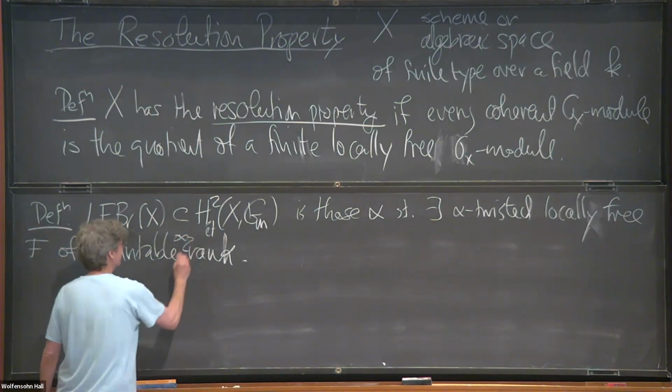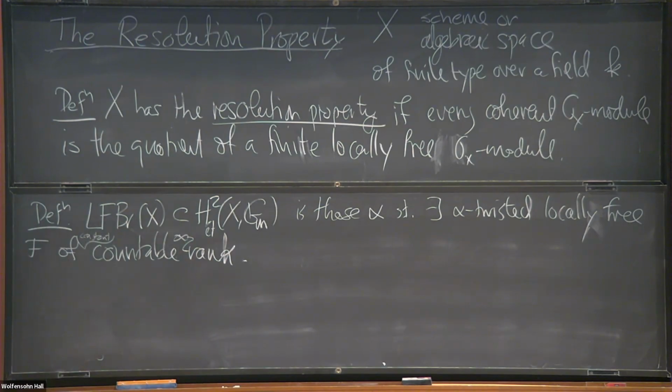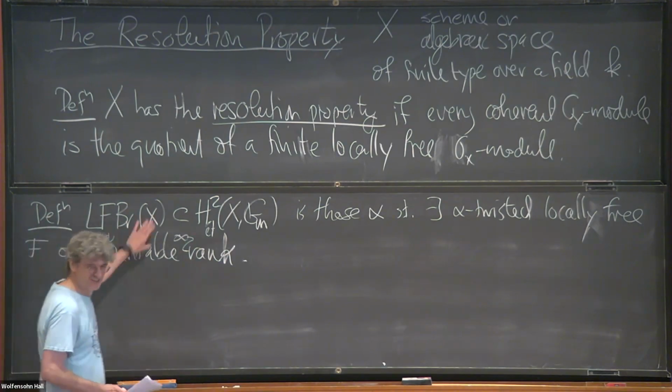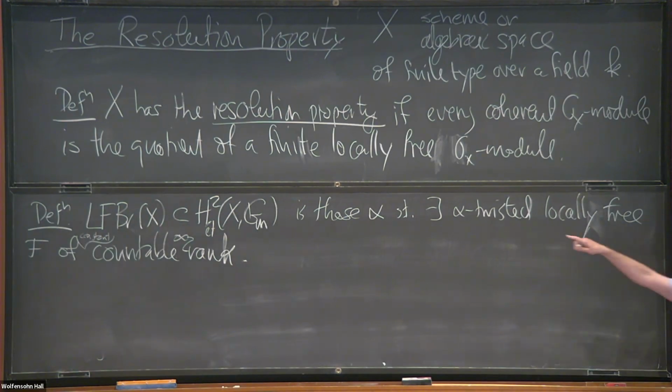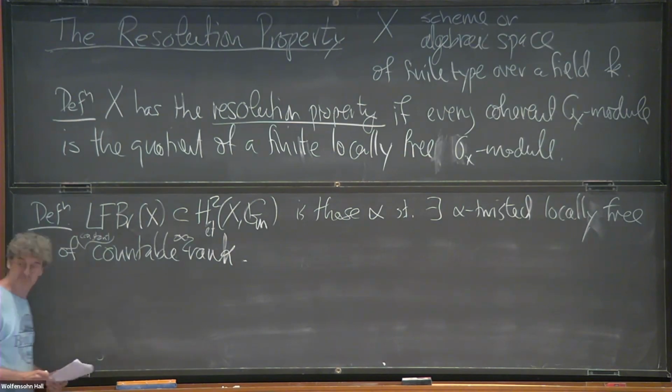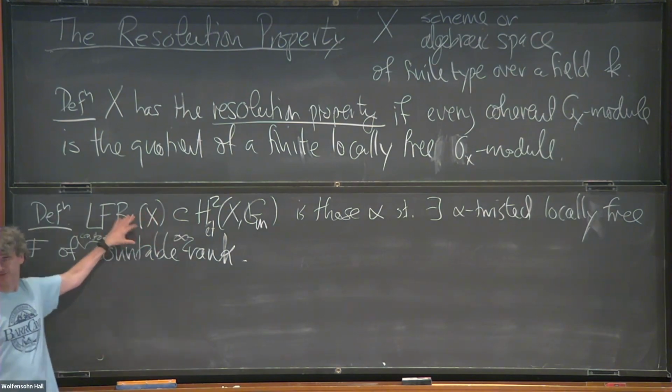Although there is only one countable cardinal, so that's probably okay. Is it clear what I mean? It means that the F_i's are locally, in some topology, let's say the etale topology, actually free modules of countable rank. It doesn't necessarily mean the F_i's themselves are free, they're only locally free. Wait, if you have a finite locally free one, then you also have a countably locally free one. Yes. So why the finite one? Oh, that's because it will be easier later.